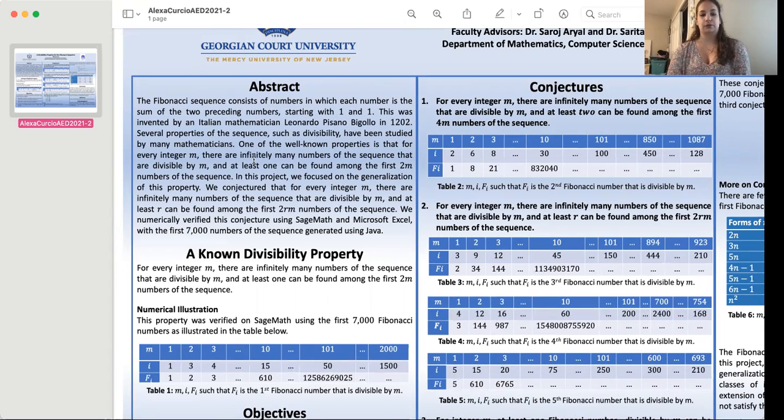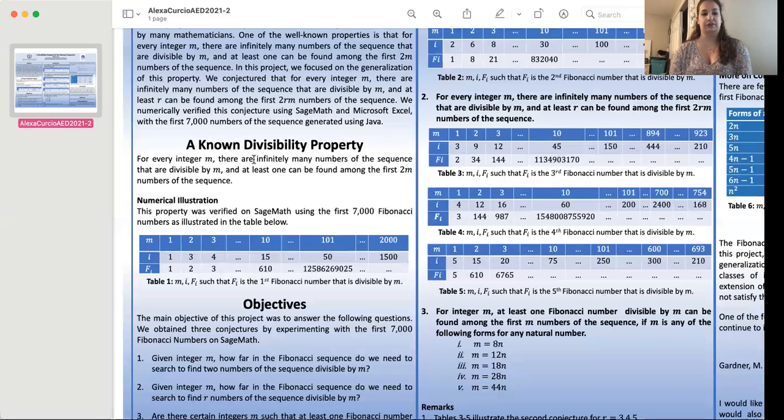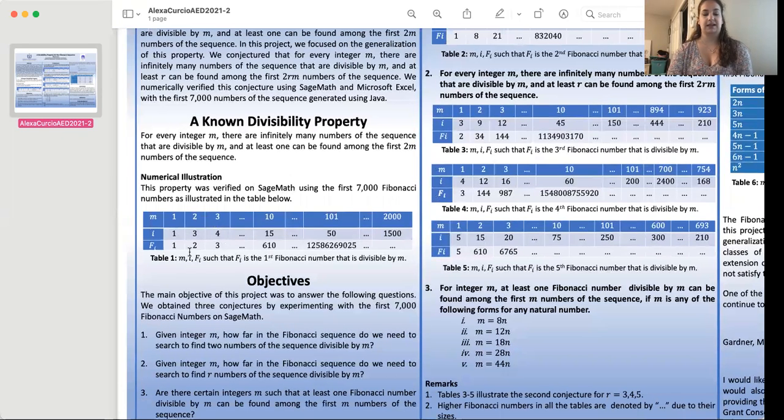We looked at a known divisibility property, which is for every integer m, there are finitely many numbers of the sequence that are divisible by m, and at least one can be found among the first 2m numbers of the sequence. So this is presented in table 1. If you look at m equals 10, it's F of 15, which is 610, and 15 is less than 20, so it works for this table. It also works for the larger numbers and the smaller numbers.